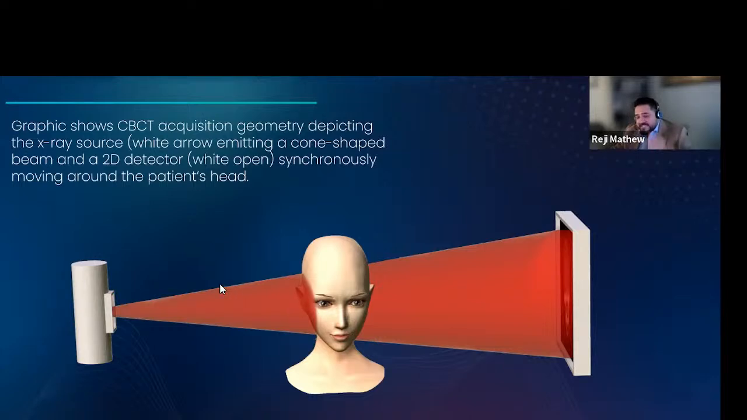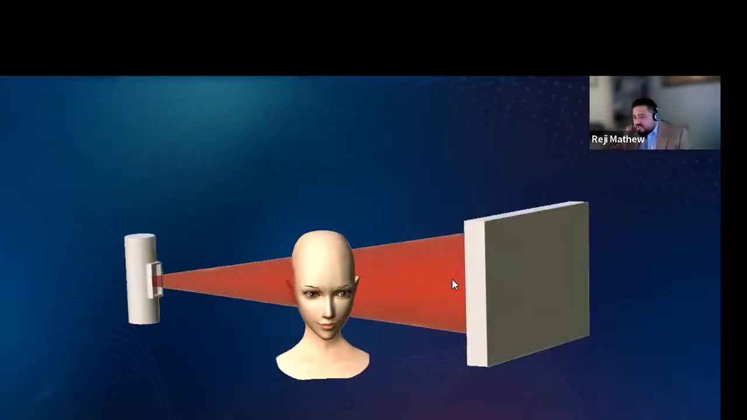Now, what is a CBCT? CBCT has an X-ray source and a detector. Earlier, we had a different kind of detectors, what are called intensifying screens. Now we have the flat panel detectors. The X-ray source is connected with the flat panel detector by a gantry. And as the X-ray source rotates around the patient, multiple sequential images are created.